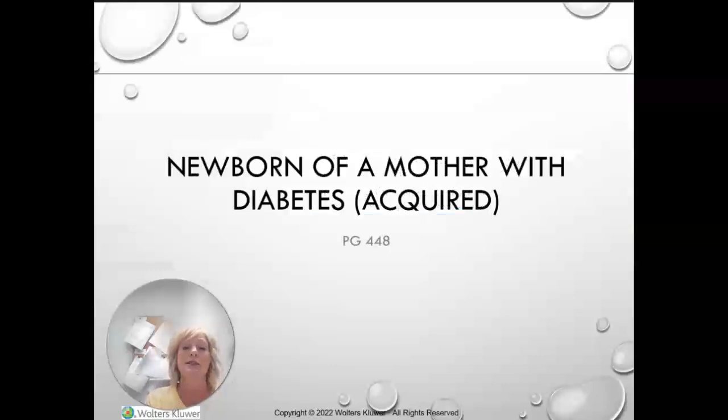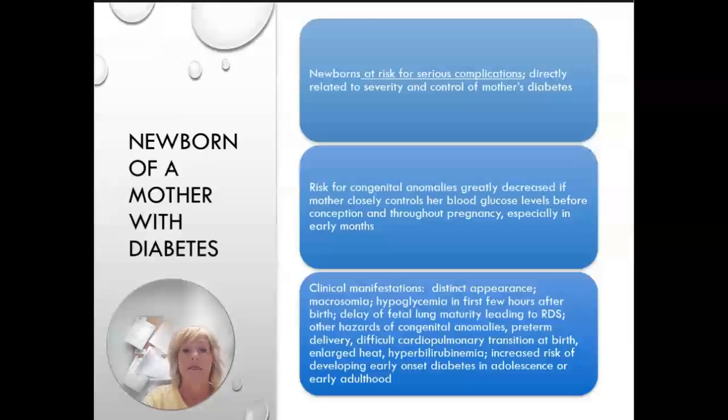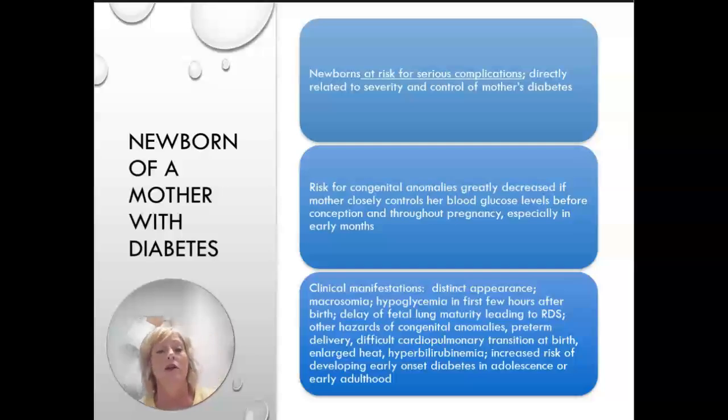So these are newborns whose moms have diabetes. Newborns are going to be at risk for serious complications if mom has diabetes, whether it's gestational or regular diabetes. So they're going to be directly related to how well mom has controlled her diabetes. So mom has to make sure that she's been controlling her glycemic index. That glycemic index just means what her blood sugar has been over the course of her pregnancy.